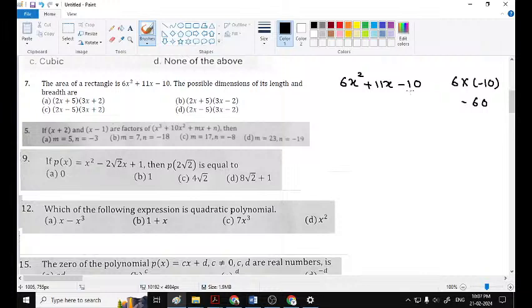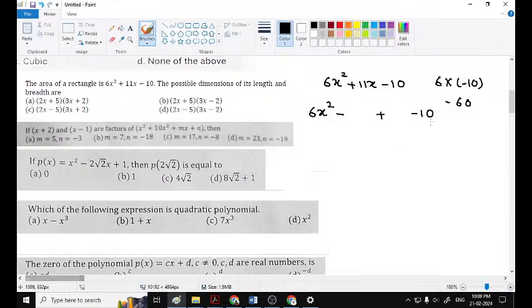Whenever our c term is negative, we have to factorize the middle term in two terms having different signs. We have to factorize 11x such that product of those two terms will be minus 60 and their difference will be 11. Such terms are 15 and 4. Product is 60, difference is 11.